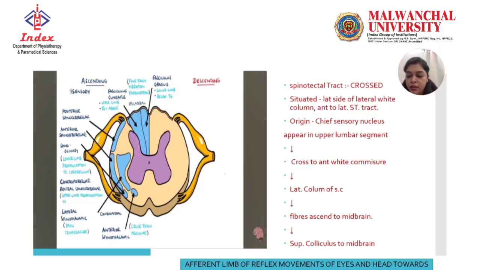Now comes the spinotectal. So it is situated at the lateral side of the lateral white column, and its origin is the chief sensory nucleus, it crosses to the anterior white commissure and then to the lateral column of the spinal cord. Fibers ascend to the midbrain and then go to the superior colliculus of the midbrain. Afferent limb of reflex movement of eyes and head towards the source of stimulation. इसका फंक्शन है afferent limb of reflex movement.